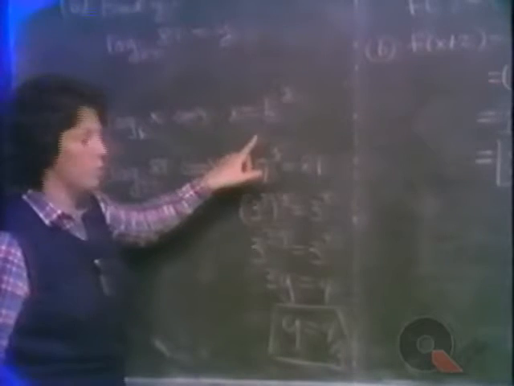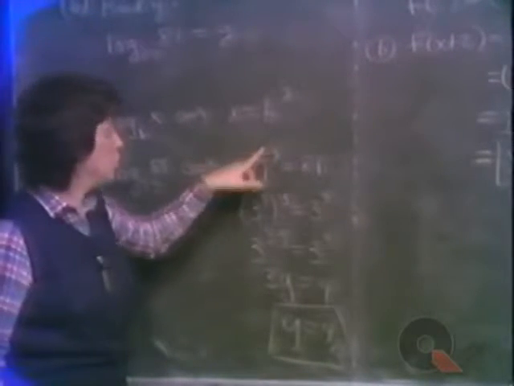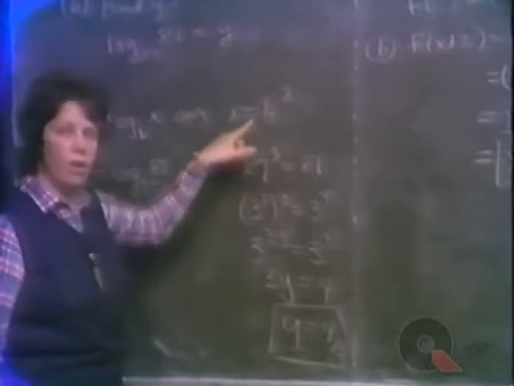And you raise 27 to the 4/3 power, you would get 81. 27 to the 4/3 power means the cube root of 27, which is 3, raised to the 4th power to give 81.